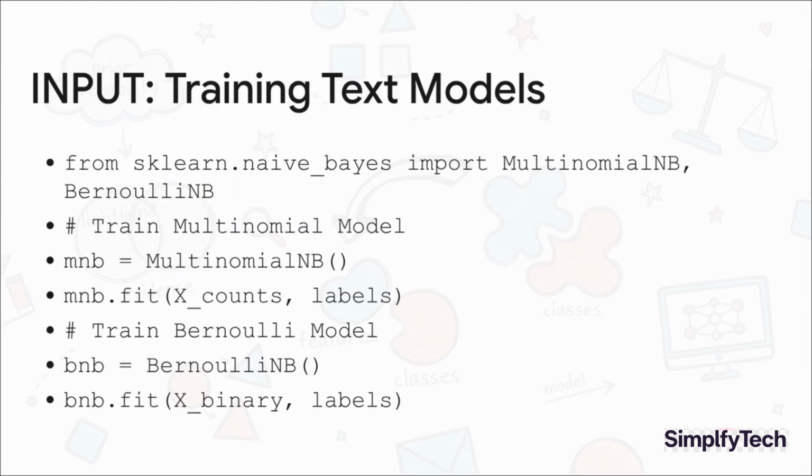And hey, just like with our Gaussian model, training these is incredibly easy. We just import MultinomialNB and BernoulliNB. We fit the Multinomial model to our word count data, and we fit the Bernoulli model to our binary yes or no data. Just like that, 2 more digital brains trained and ready to go in seconds.